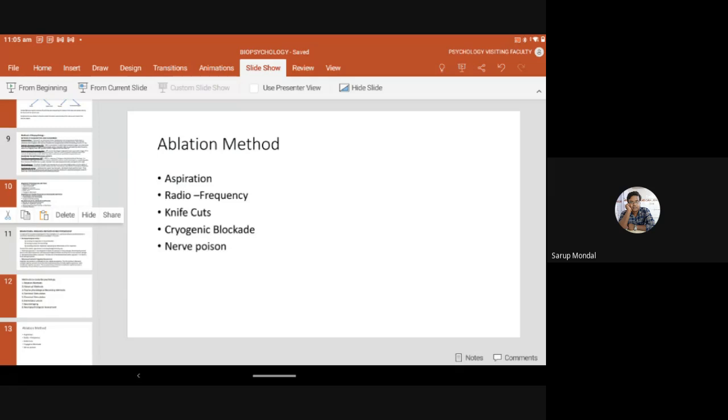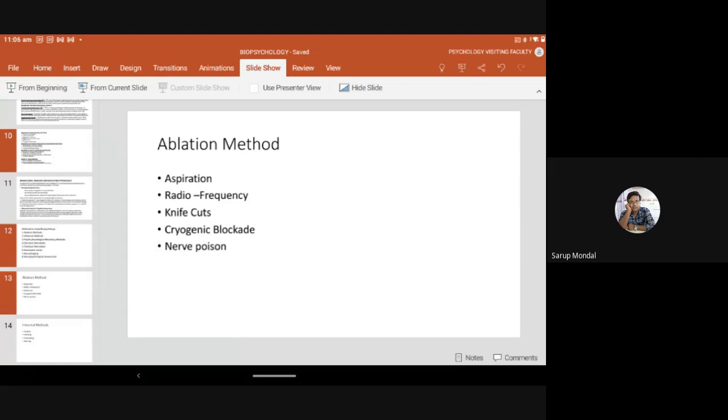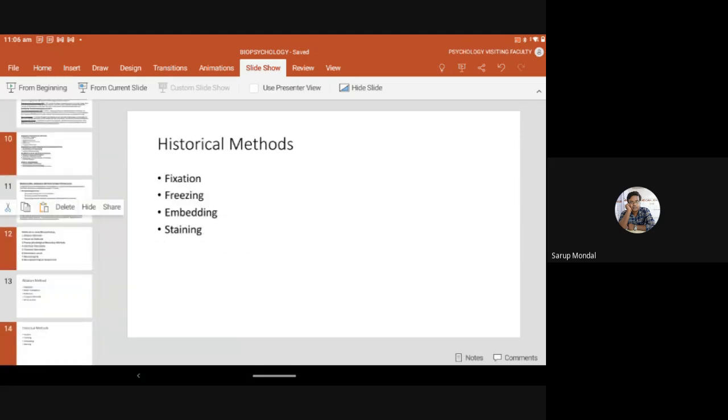And the other type of method, like the ablation method, is the most primitive method. This method mainly involves aspiration, through some radio frequency, or maybe some surgery or knife cuts, then cryogenic blockade and nerve poison. So in the previous class, I explained in detail all these methods, and I am just recollecting what I taught. And this is the historical method. That means the fixation, freezing, embedding, and staining.